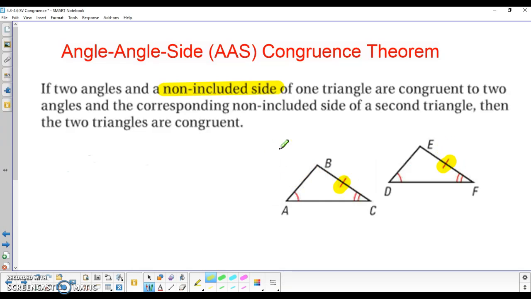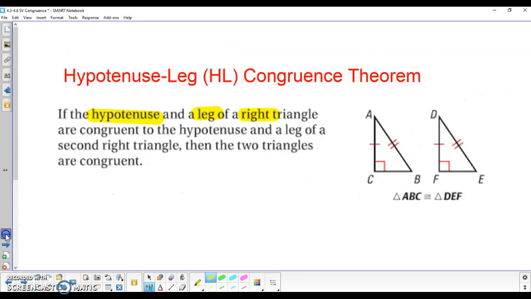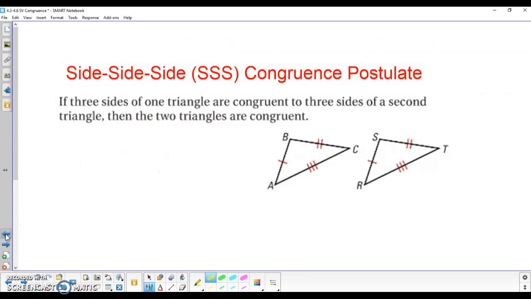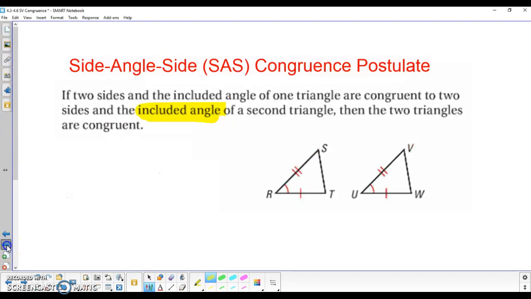So when we do proofs, we're not going to have to prove all 6 things are congruent. I can use one of these 5 shortcuts to help us do that. And that's what part 3 of today's class is going to look at, is more of the proof aspect of things.